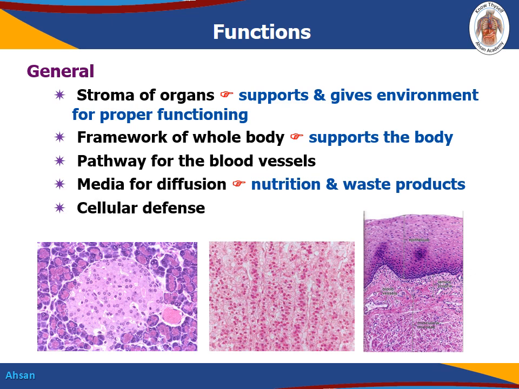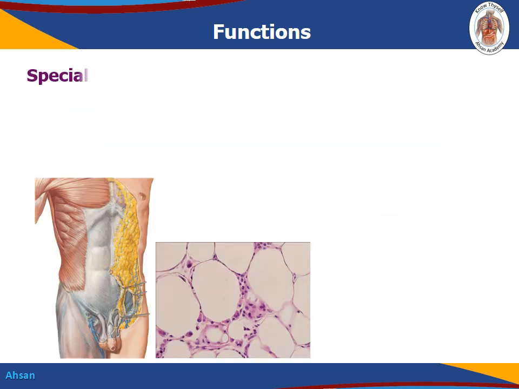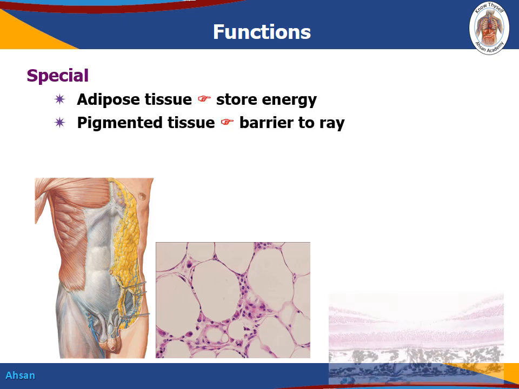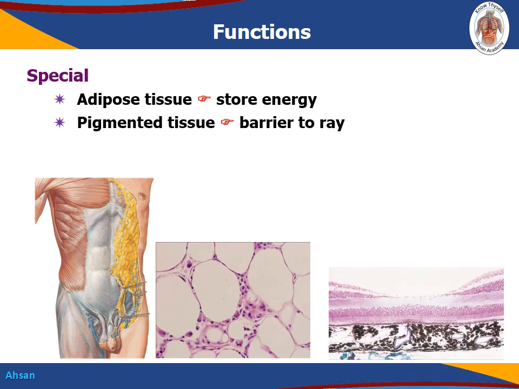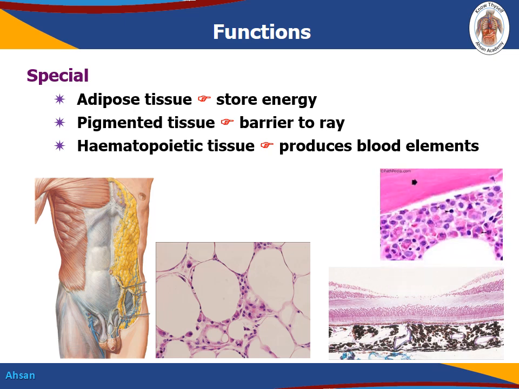The cells that are important for defense remain in the connective tissue and protect the tissue. Some special functions are performed by some different types of tissues, like adipose tissue, which stores energy. This pigmented tissue, you can see, creates a barrier to light. Hemopoietic tissue means the bone marrow that produces elements of the blood, like cells of the blood.